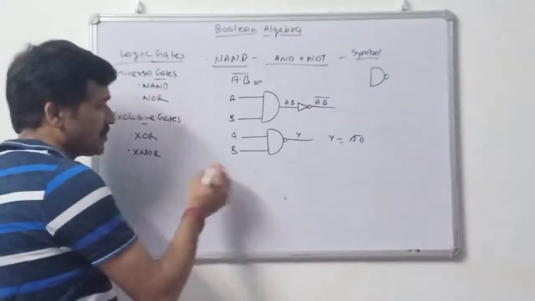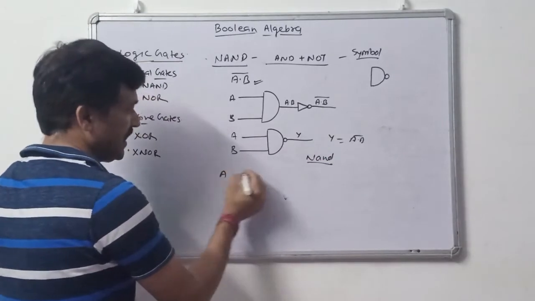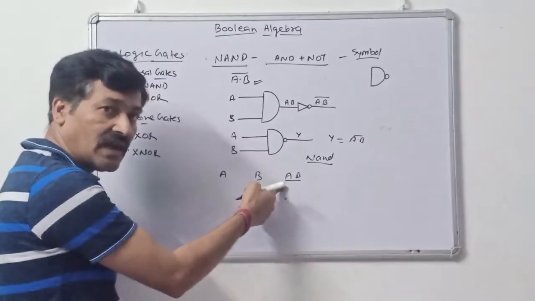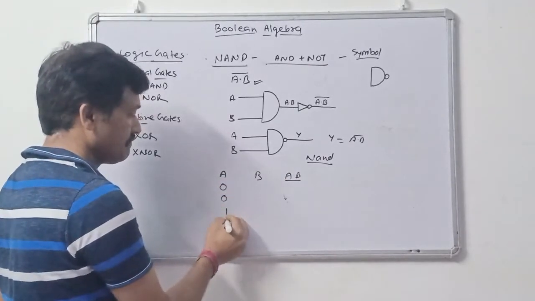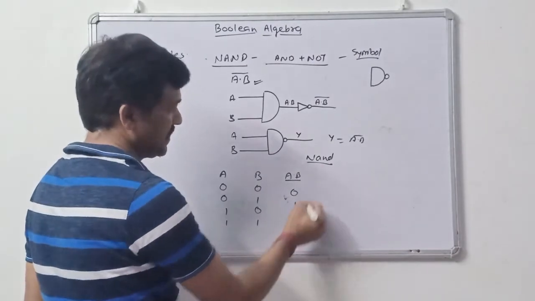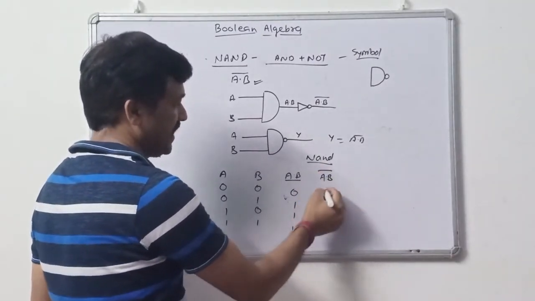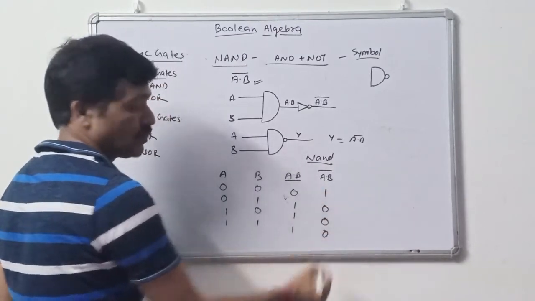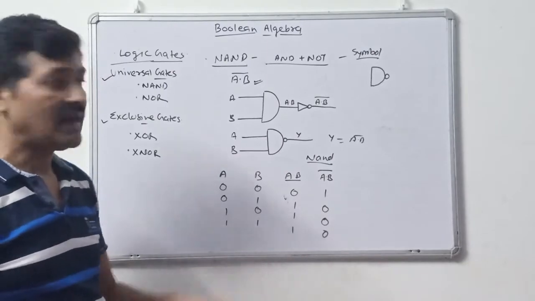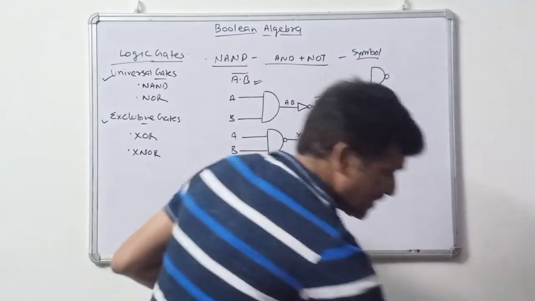If we need to create a truth table of the NAND gate, as A and B are the inputs, it reverses the result of the AND gate. Here, in case of NAND, it is 1, 0, 0, 0. It reverses the result of the AND gate. This is called NAND.